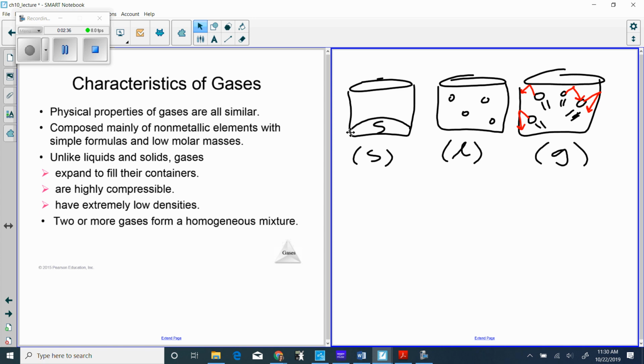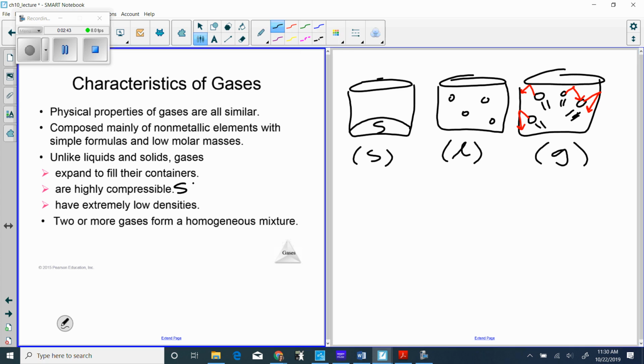Highly compressible means that I can take this whole room full of air and compress it into a tank. That's what scuba tanks are. If you work in a restaurant, those CO2 tanks that hook up to the soda machines, it's like a room full of carbon dioxide and they squish it into a small container. They're very light and no matter what, I can mix them and they're going to be homogeneous.